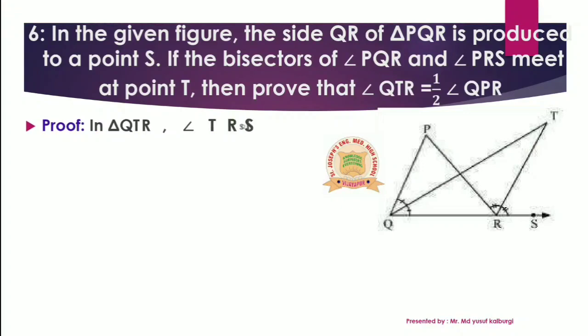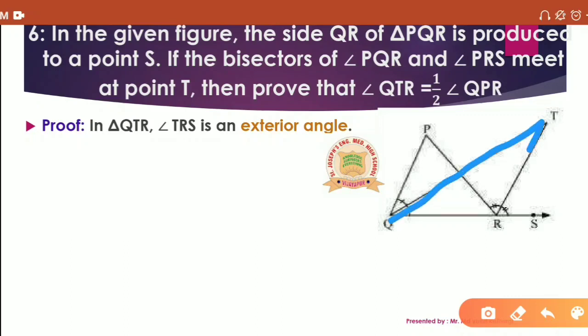Let us look at triangle QTR. Now this angle TRS will become an exterior angle. In theorem 6.8, we have studied that when you produce one side of a triangle, the exterior angle is equal to the sum of the two interior angles. So we write angle QTR plus angle TQR is equal to angle TRS. The exterior angle is equal to the sum of two interior angles.